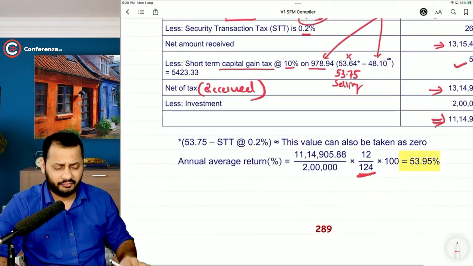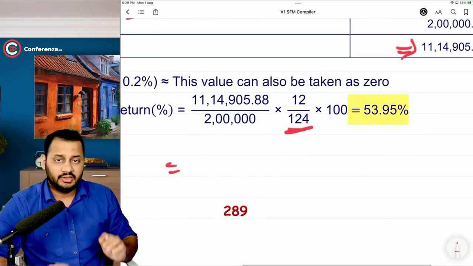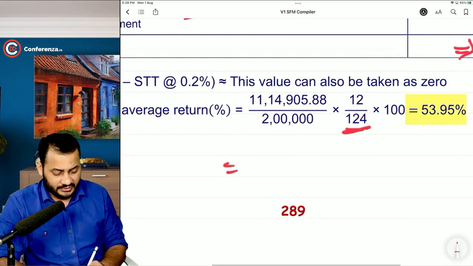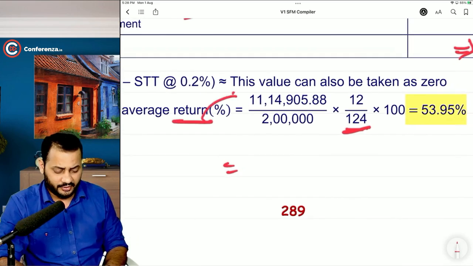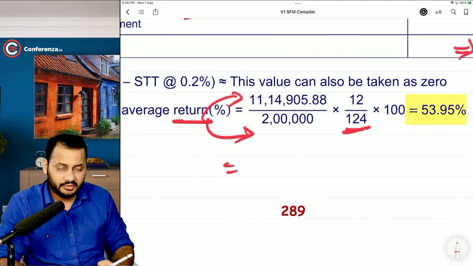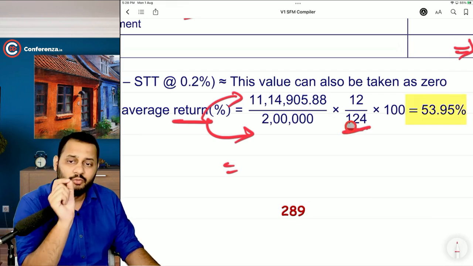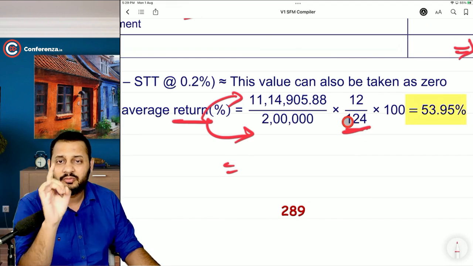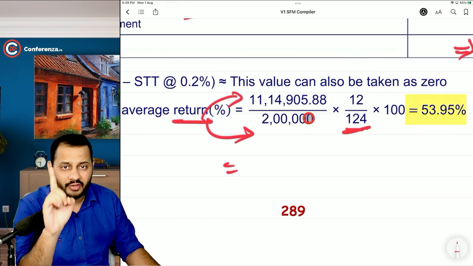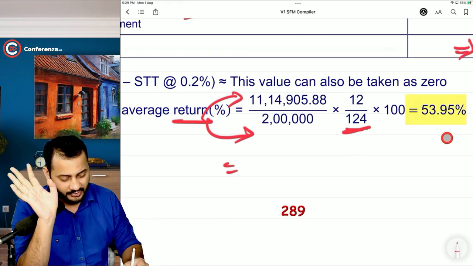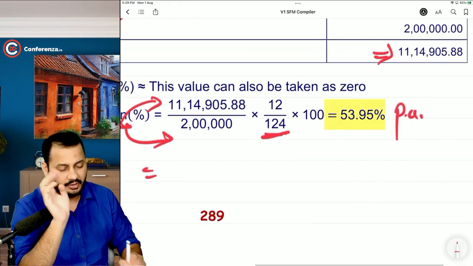And how to calculate the average return? It's very simple, sir. The formula and the concept will never change. If you want to calculate return, put return in the numerator, investment in the denominator, and this entire return is for 124 months, so divide it by 124 months. The moment you divide it by 124 months, you convert the entire return into 1 month's return, multiplied by 12 means per annum return, that is 53.95 per annum.